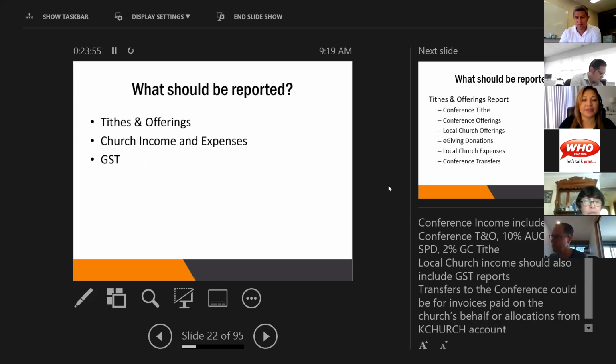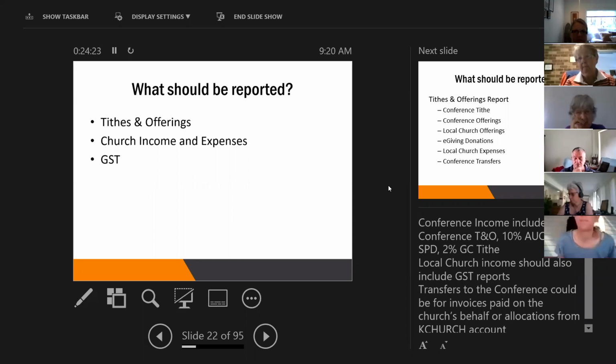What should be reported? Tithe and offerings, church income and expenses, and GST. The tithe and offering report should show conference tithe and offerings, e-giving donations, including tithe and offerings, local church offerings, income and expense, including GST, and conference transfers, such as transfers direct from the CMF account to the conference for things such as K-Church, which is the current account that each church holds with the conference. Finally, church income and expenses also include things like rental income, repairs and maintenance, and church supplies.